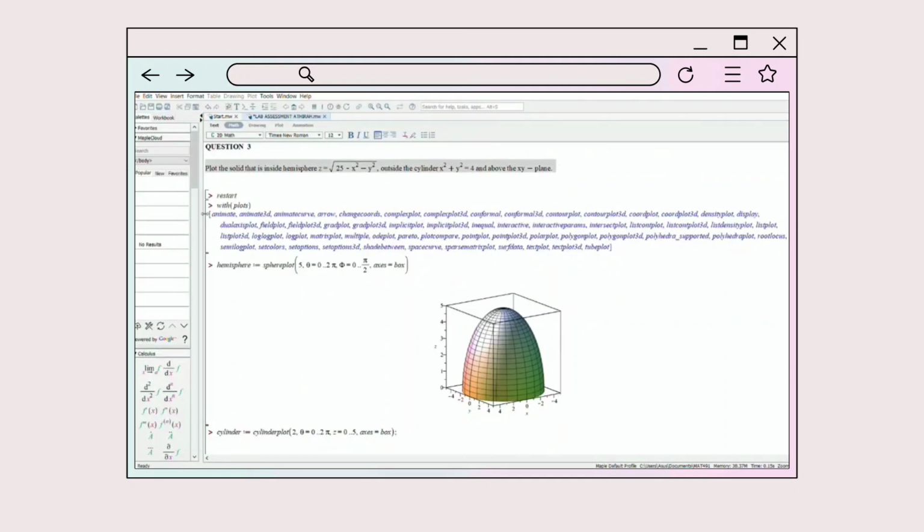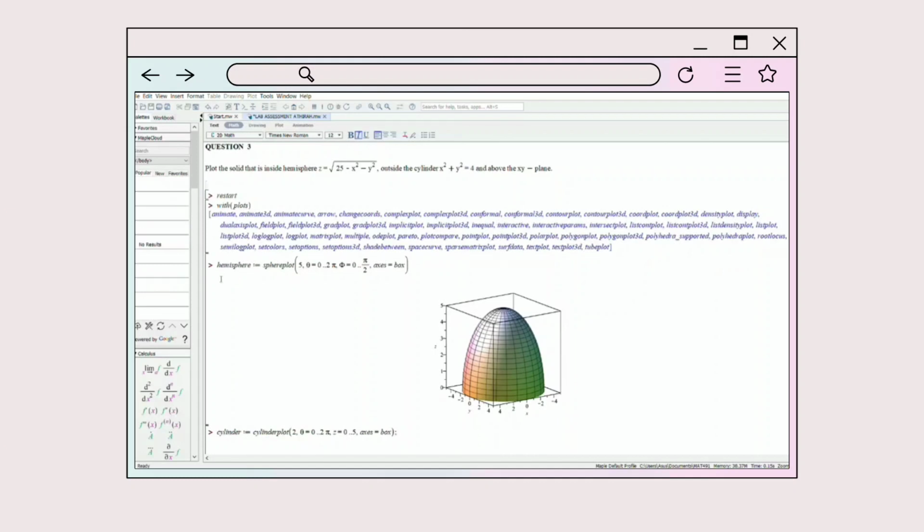So today I will explain the answer for question 3. The question stated, plot the solid that is inside the hemisphere z equal to square root of 25 minus x square minus y square, outside the cylinder x square plus y square equal 4, and above the xy plane. So first, we will use restart and with plots command to plot the solid.